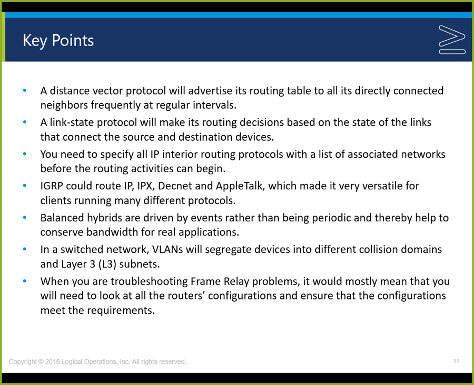A distance vector protocol advertises its routing table to all its directly connected neighbors. Distance vector is RIP, which adds 1 to the hop count and then passes it on down the line. Slow convergence on these. The link state protocol will make its routing decisions based on the state of the links, and they provide a lot of information. Typically they're not going to send their entire route table every 30 seconds like RIP does. IGRP sent its entire route table every 90 seconds.